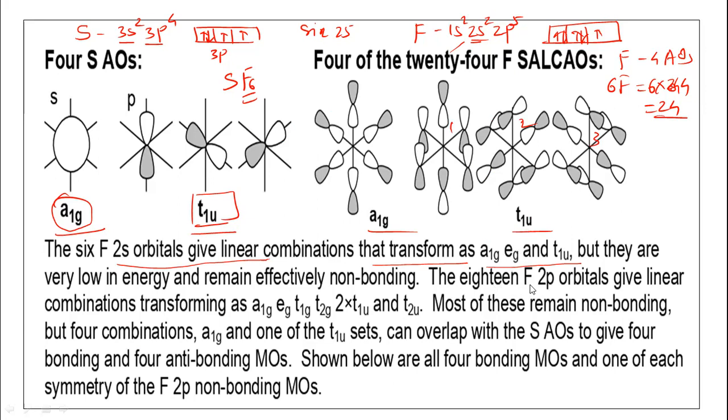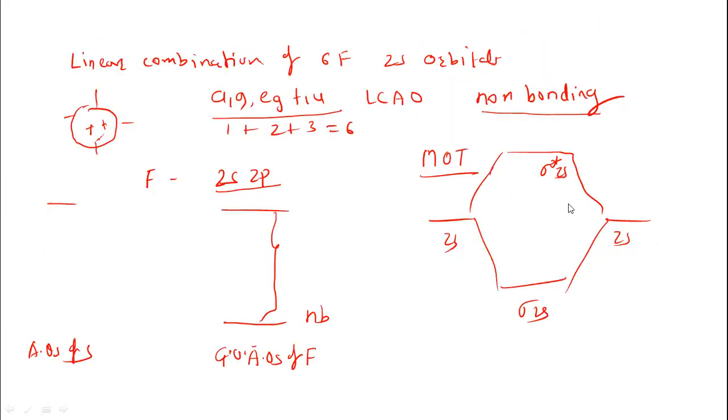The 18 fluorine 2p orbitals. How 18? Let us see here. Which is the next orbital here? The 2p orbital. See this 2p orbital. These are the three 2p orbitals. One fluorine has three 2p orbitals, and 6 fluorine atoms are there in the SF6 molecule. So these three p orbitals, 3 multiplied by 6, gives 18.